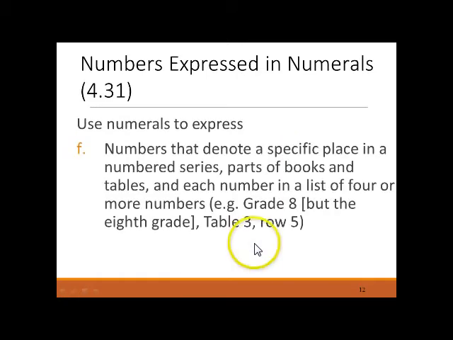And then the last one is if you are using numbers to denote a specific place in a series, that's probably the most common one, or each number in a list of 4 or more numbers, then in those situations you would use numerals as well. And here just note that we can write grade 8, which follows this particular rule, but if we're talking about the 8th grade, then you have to write out the words. So if you reword your sentences a little bit, then you can avoid having to write words out.